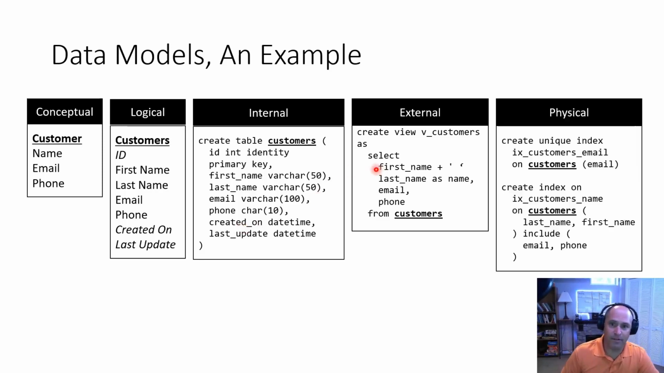The physical model deals with performance. So I might add a way to search on last name or first name through what's called an index. And I might also add what's called a unique index on emails to make sure that no 2 emails are the same. So these are rules that I get to add that physically change the way the data gets stored to make it easier to guarantee that only certain data gets entered in the first example, or to make it easier to find a user by last name or first name in the second model.